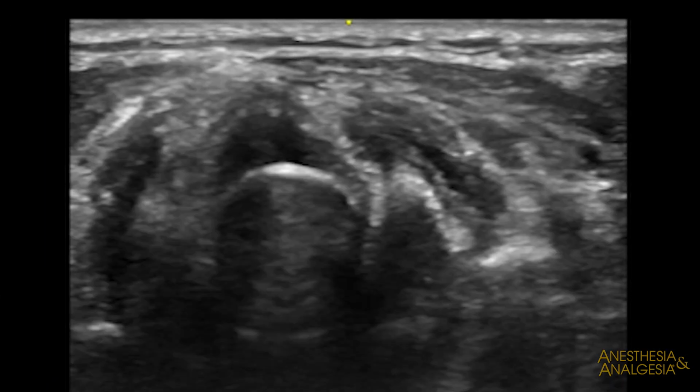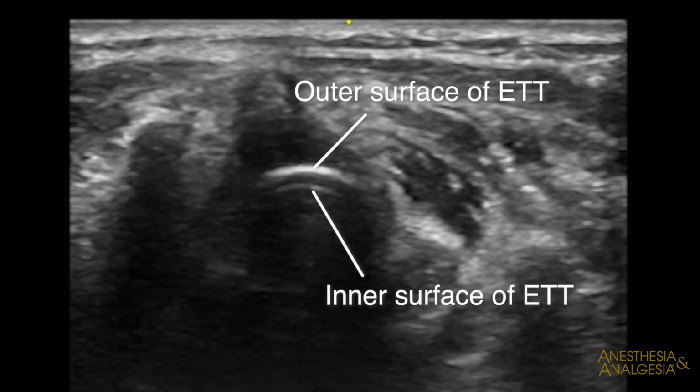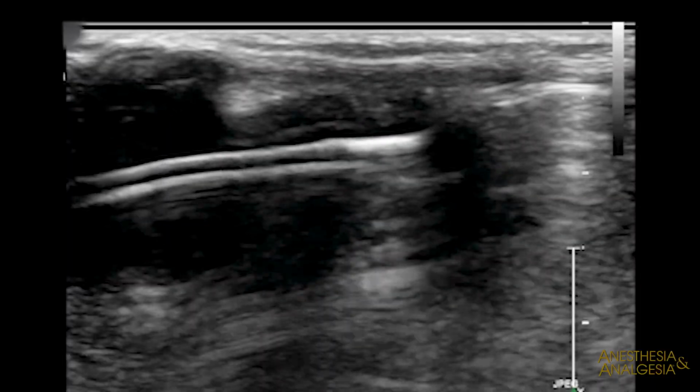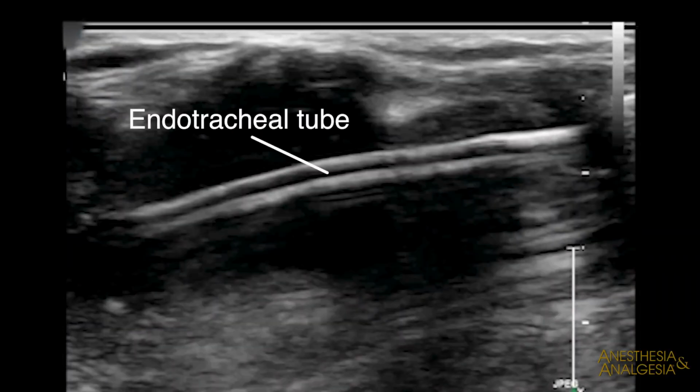An intubated trachea is recognized by the presence of two hyperechoic lines that represent the inner and outer surface of the anterior portion of the endotracheal tube. Turning the probe in the sagittal or parasagittal plane allows identification of the endotracheal tube by the presence of two hyperechoic lines spanning the length of the visible trachea.